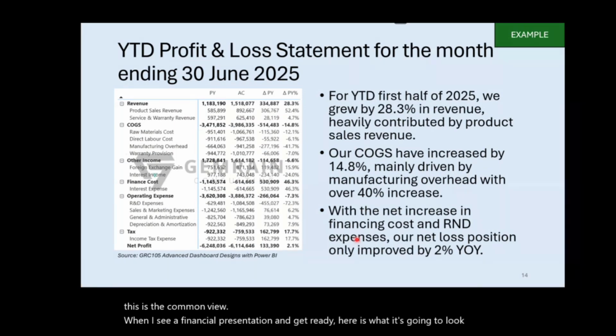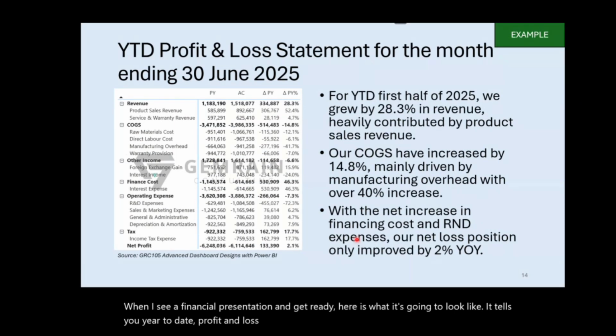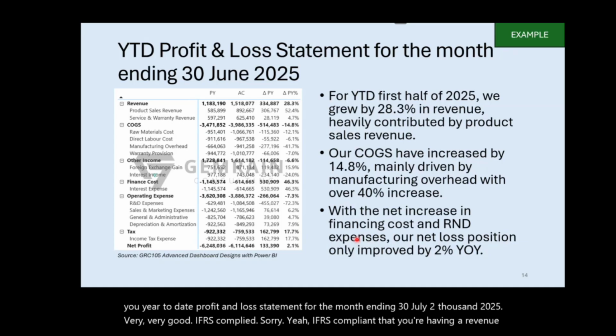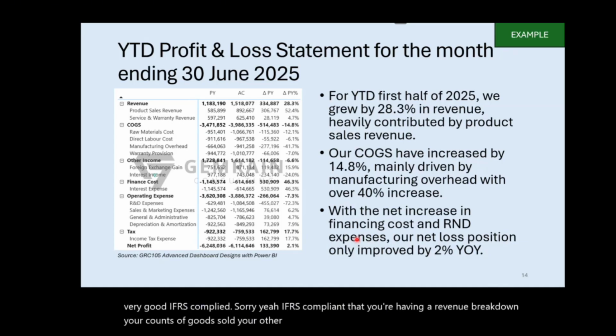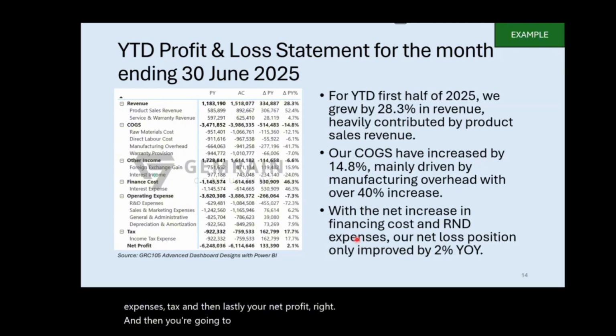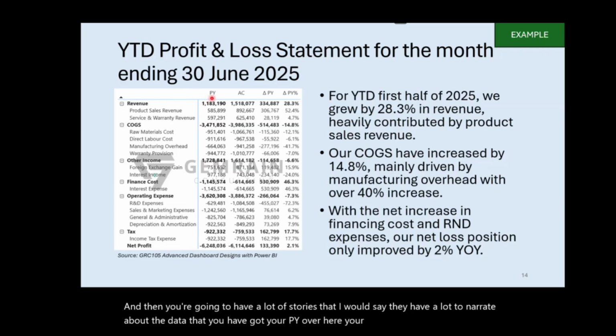It tells you the year-to-date profit and loss statement for the month ending 30 July 2025. Very good, IFRS compliant, with a revenue breakdown, your cost of goods sold, your other income, your finance costs, operating expenses, tax, and then lastly, your net profit. And then you have a lot of stories to narrate about the data. You have got your PY, sorry, your previous year.